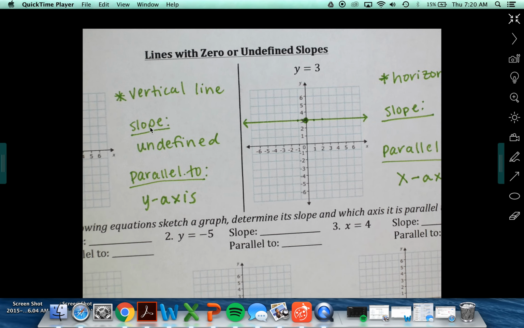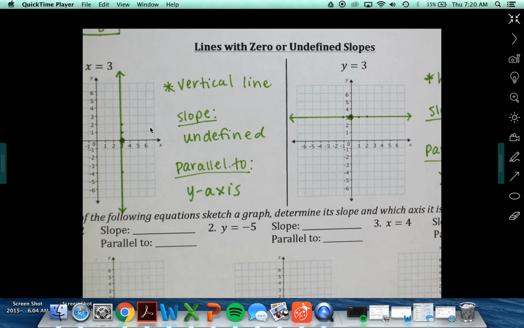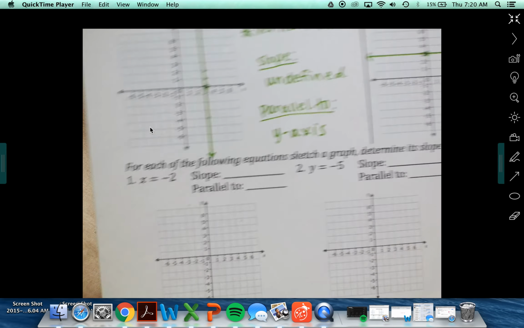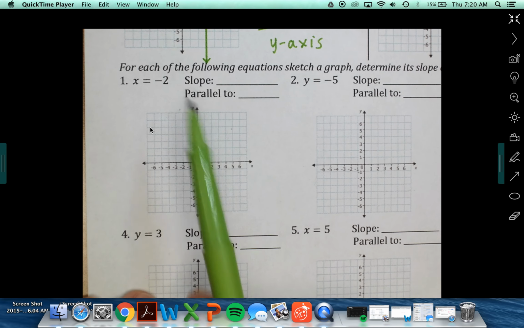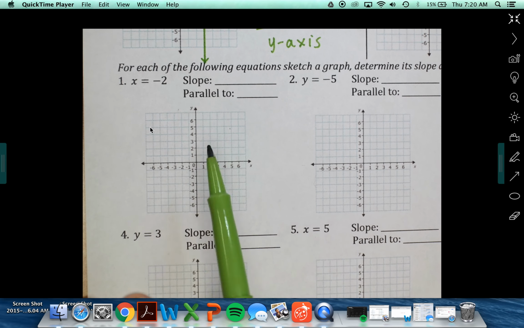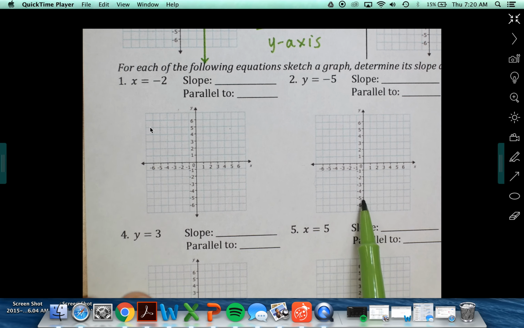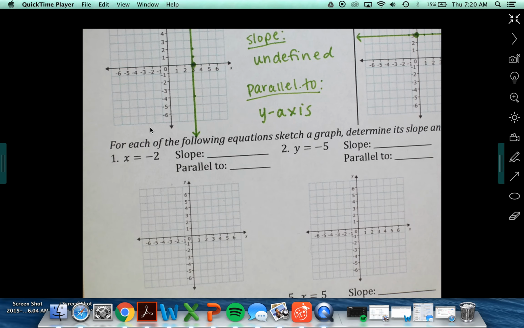Also, before I forget, don't forget when you're doing these, pay attention. This was a positive 3. This was a positive 3. Notice for the first couple that you're doing, okay, x is negative 2. Y is negative 5. So make sure that you're paying attention to your signs.